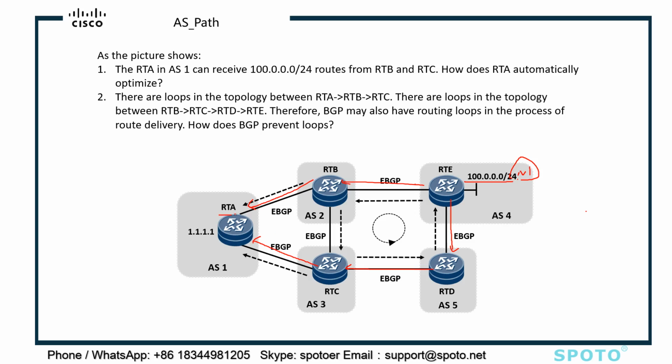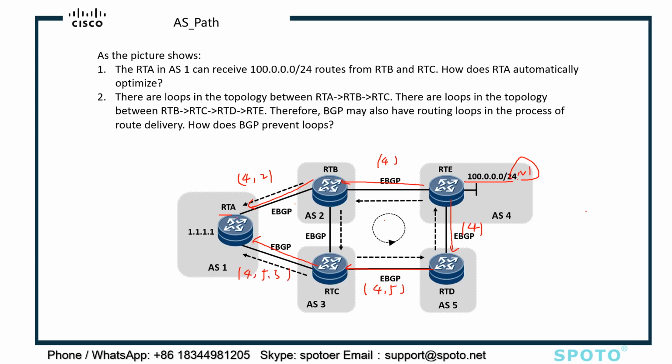We just talked about the origin, and the origin is the same. And we talked about the MED. Actually, MED is also the default value, and they are also the same. So we will use the AS path list. When RTE sends the route to RTB, it will carry the AS path list 4, and RTB sends it to RTA with the AS path list 4 and 2. For the second route, E sends it to D with AS list 4, D sends it to C and the AS list will add 5, and C sends it to A, so the AS list will be 4, 5, 3.